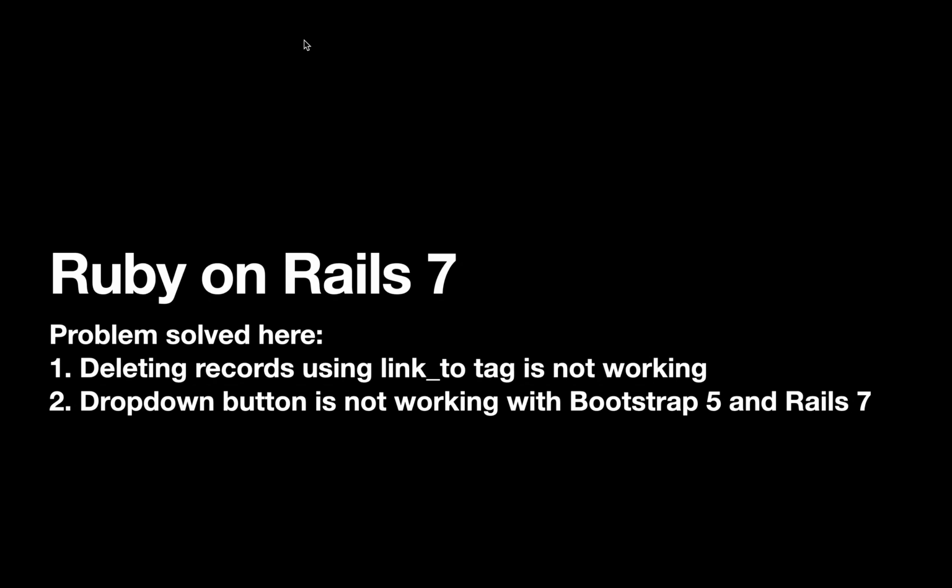Hey guys, welcome back. In this video, I'm going to solve two problems for one of my viewers who is facing them while working with Rails 7. And the two problems are that deleting records is not working in Rails 7 using link_to tag, and the dropdown button is not working with Bootstrap 5 and Rails 7.